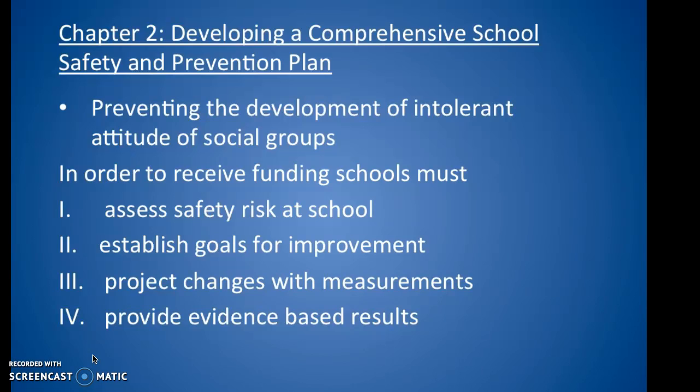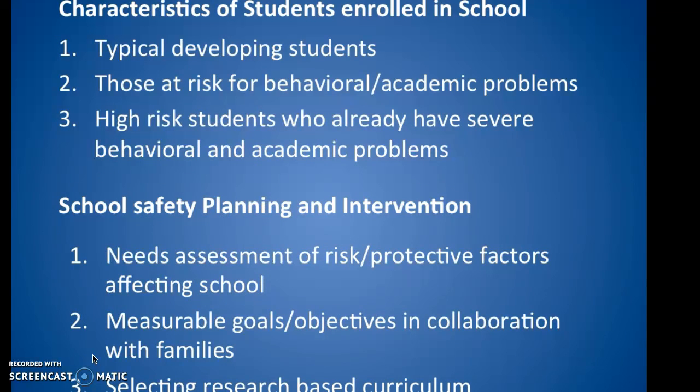Chapter 2, Developing a Comprehensive School Safety Prevention Plan. So you want to make sure that school is a safe place for everybody. You'll assess the risks of the school, establish goals for improving areas that might seem to be unsafe, depending on where the school is located. Maybe it's a maintenance problem, or maybe you need to add a fence or something like that. And then project changes with measurements and provide steps that you have shown to make it a safer school.